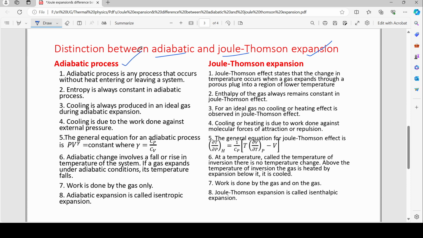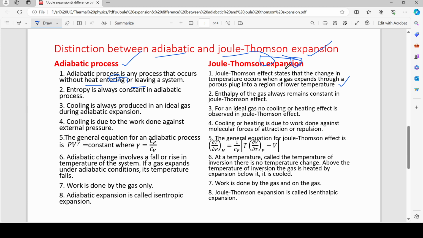What is adiabatic? Adiabatic is any process that occurs without heat entering or leaving the system. So in an adiabatic process, heat cannot leave and cannot enter, which means heat energy is constant. The Joule-Thomson effect states that a change in temperature occurs when a gas expands through a porous plug into a region of lower temperature. Here the gas has to go from a high pressure region to a low pressure region.